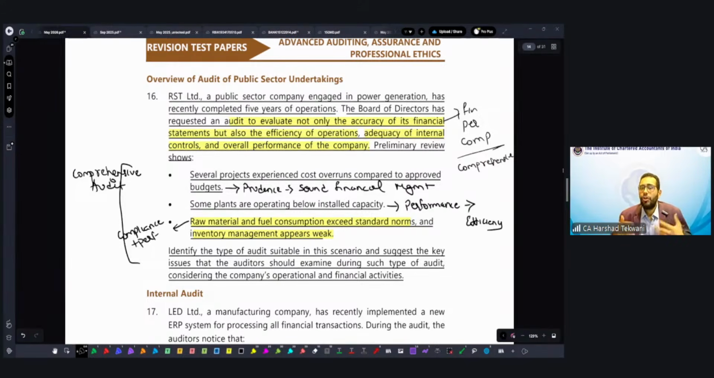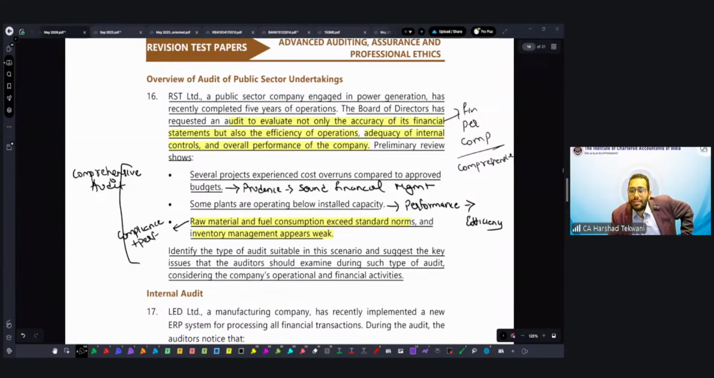Combined audit, because it is already given in the question itself. So when you get this kind of thing, you need to understand there are multiple things. As a result, I will perform multiple types of audit, a comprehensive audit. So the type of suitable audit is comprehensive.